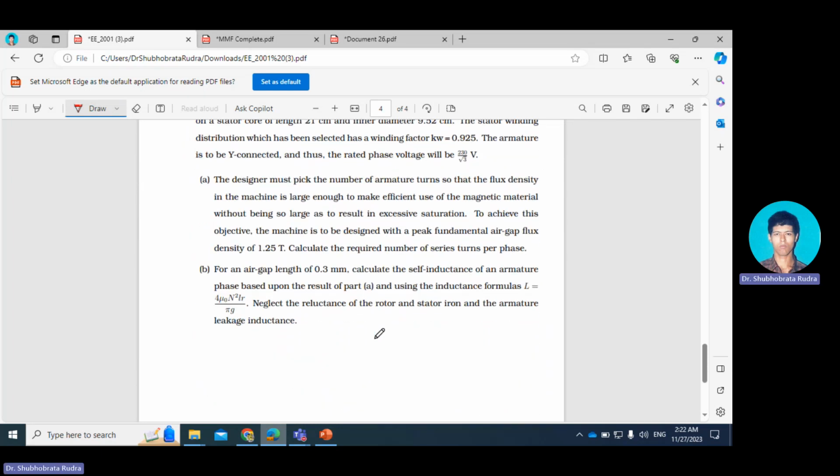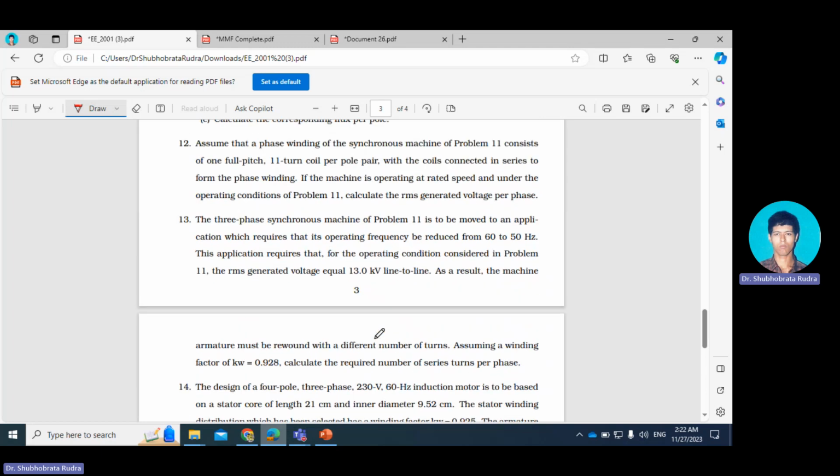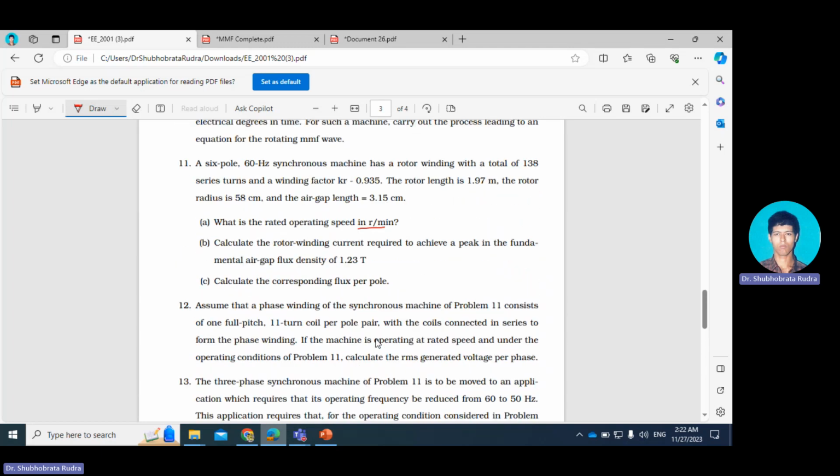So we have to answer all these questions. Okay. Let us start with the basics. So question number 11, a 6-pole 60 hertz synchronous machine. Here, first of all, we need to understand that the rotor winding has a total of 138 series turns and a winding factor. The rotor length is this much. So what is the rated operating speed of the rotor in RPM? Means rotation per minute. So how can we find out?